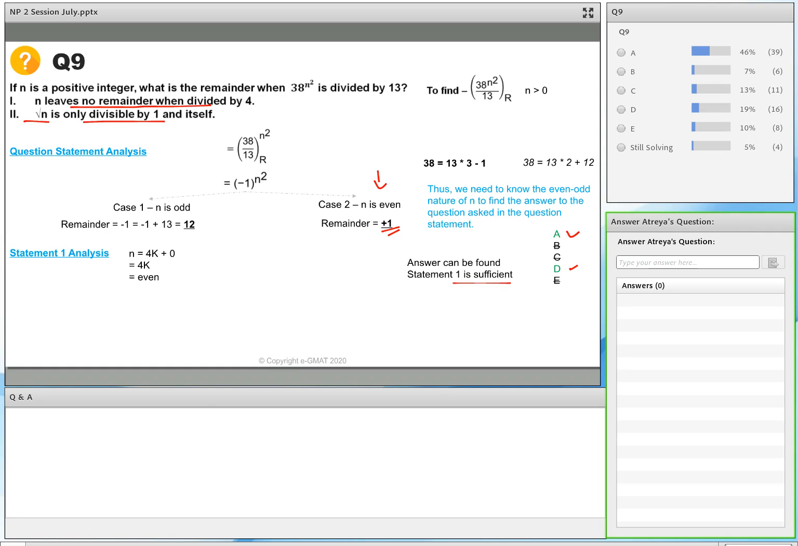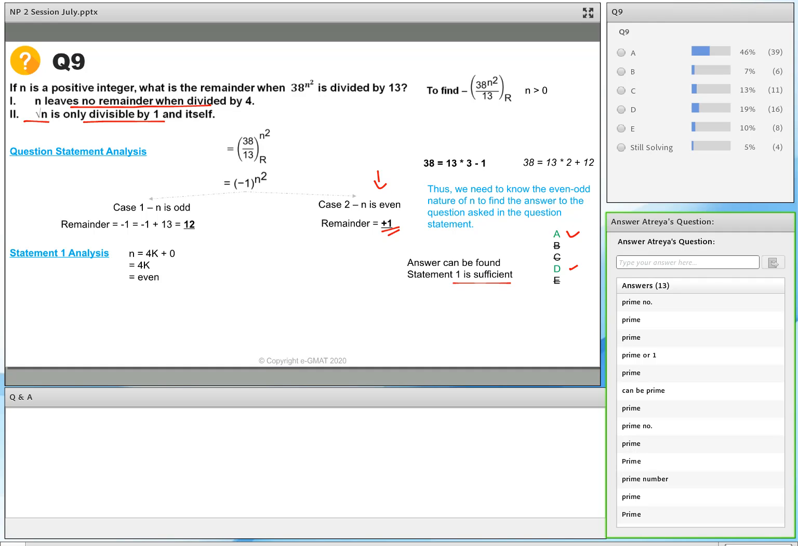And I'm going to clear all the answers from the short answer poll. Guys, tell me, what is that number that is only divisible by 1 and itself in number theory, number properties? What is that number called? Absolutely correct. It's a prime number, right? Absolutely correct.